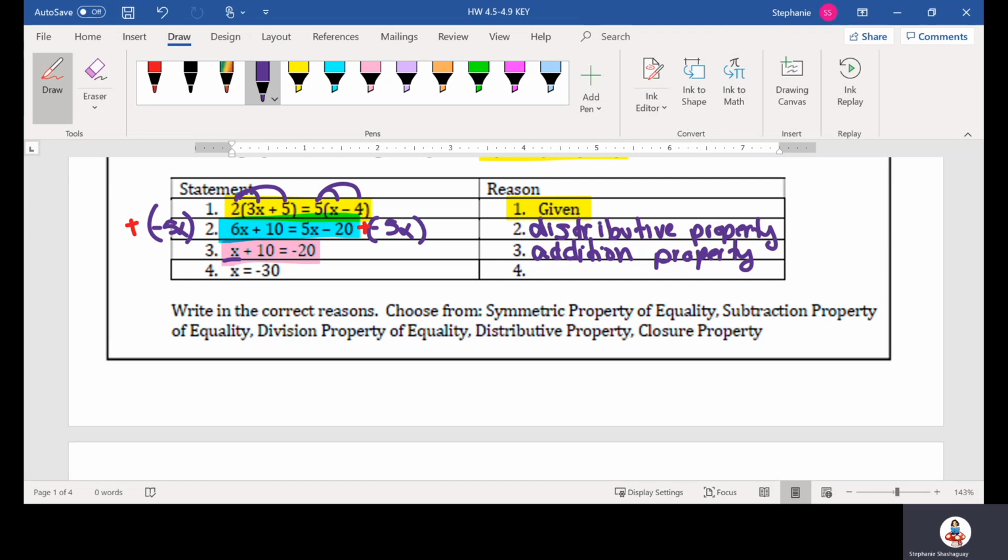And then from step 3 to step 4, we again had to subtract a number. We had to subtract 10 and subtract 10. But just like before, when you are adding, you can add a negative or subtract, so you would still use the addition property. And the correct reasons: choose from symmetric property of equality, subtraction property of equality, division property of equality, distributive property, or closure property.